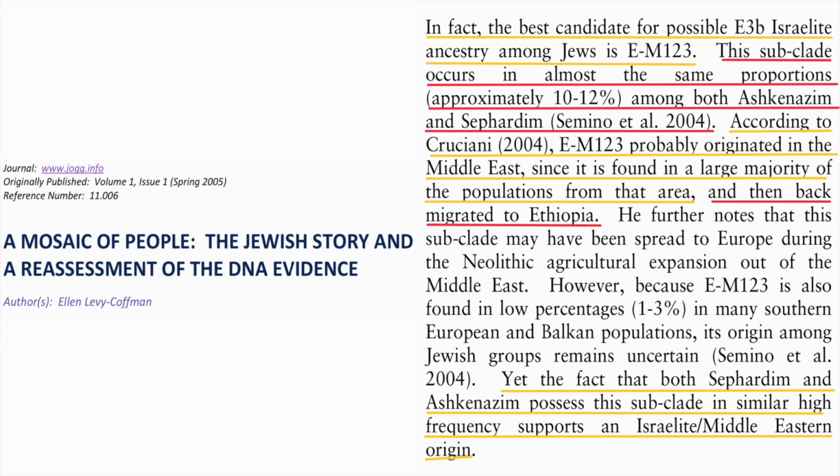reads, in fact, the best candidate for possibly E3b Israelite ancestry among the Jews is E-M123. This subclade occurs in almost the same proportions, approximately 10 through 12%, among both Ashkenazim and Sephardim. According to Cruciani in 2004, E-M123 probably originated in the Middle East, since it is found in a large majority of the population from that area, and then back migrated to Ethiopia. Yet, the fact that both Sephardim and Ashkenazim possess this subclade in similar high frequency supports an Israelite/Middle Eastern origin.